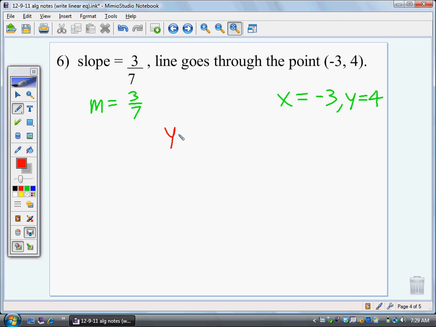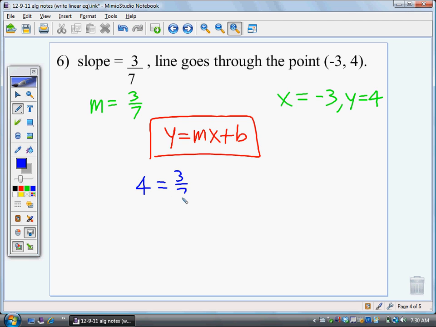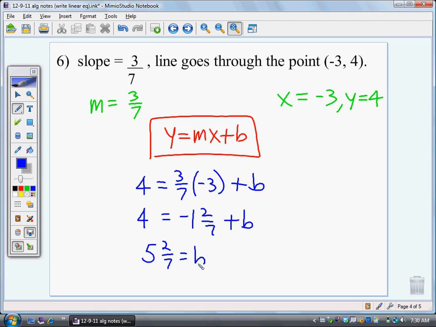And so now you write in slope-intercept form, y equals mx plus b. Substitute in everything that we know again. Positive 4. Slope is 3/7 times -3 plus b. This becomes -1 2/7 plus b. You add 1 2/7 on each side, you get 5 2/7 equals b. And then your answer is just 3/7 x plus, this time, because b is positive, 5 2/7.